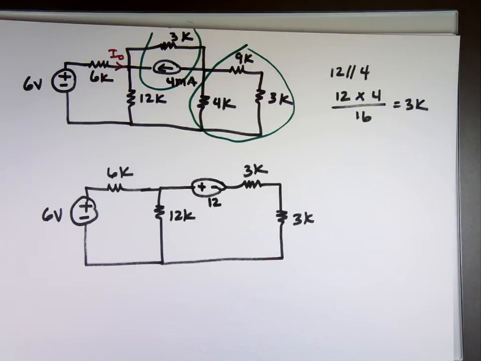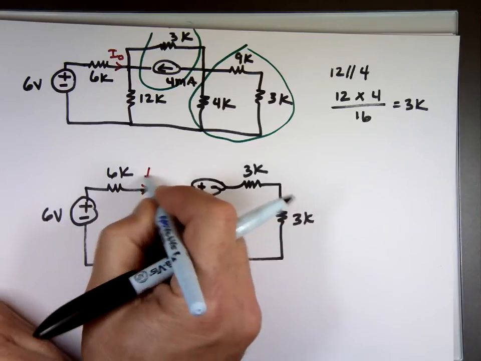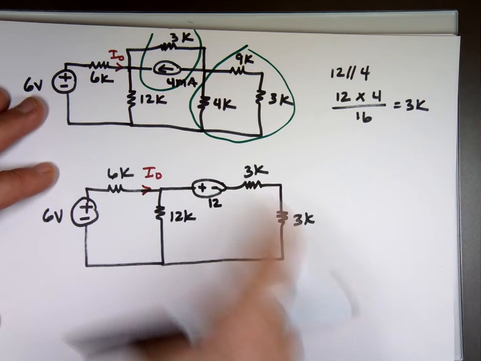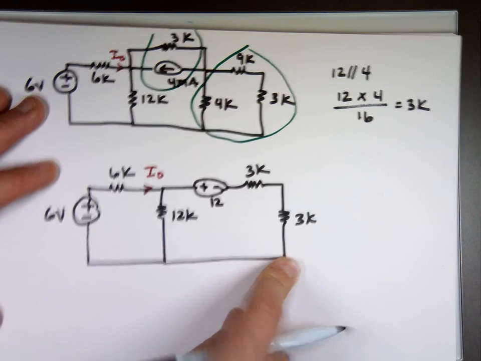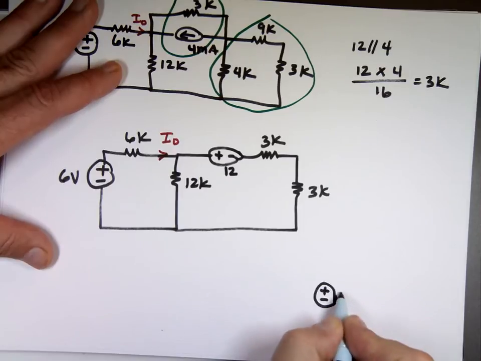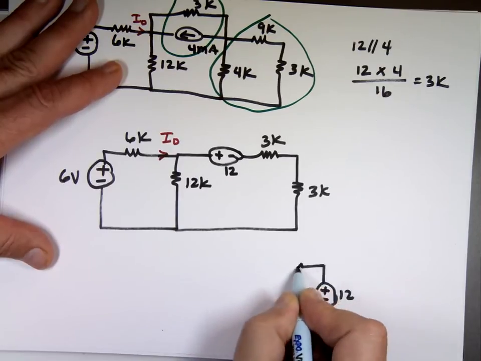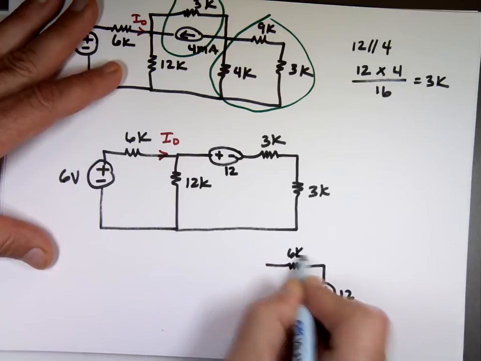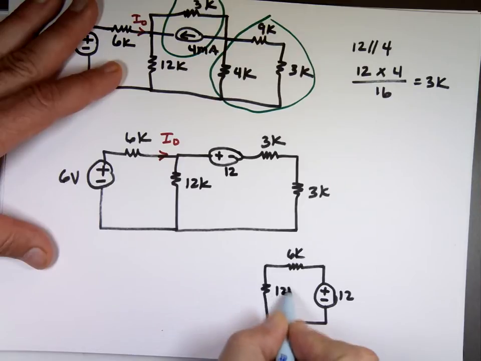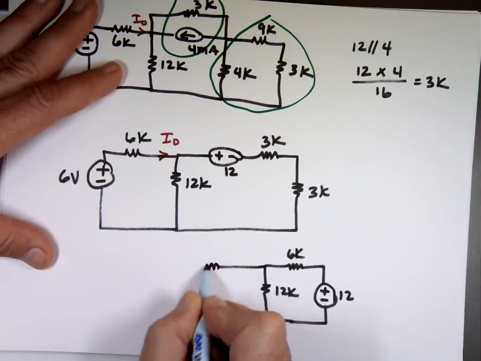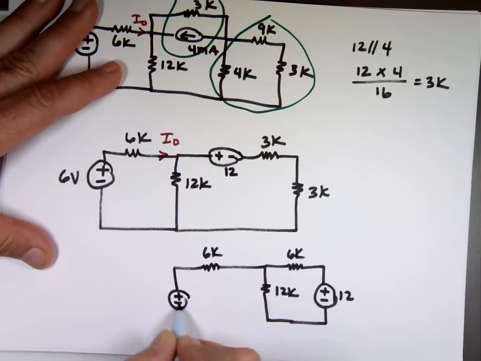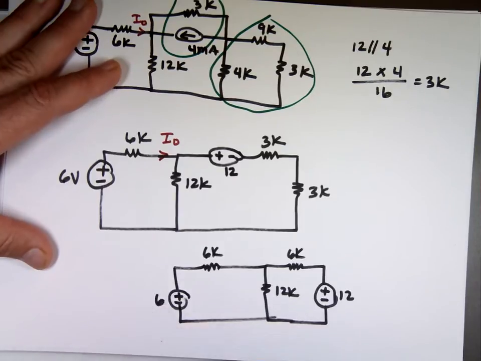This is I sub O. I don't want to lose it. Three and 3 is what? 6? So I can redraw that and put the source on the bottom. I like it on the bottom here. 12 volts, 6K, 12K, 6K, 6 volts.